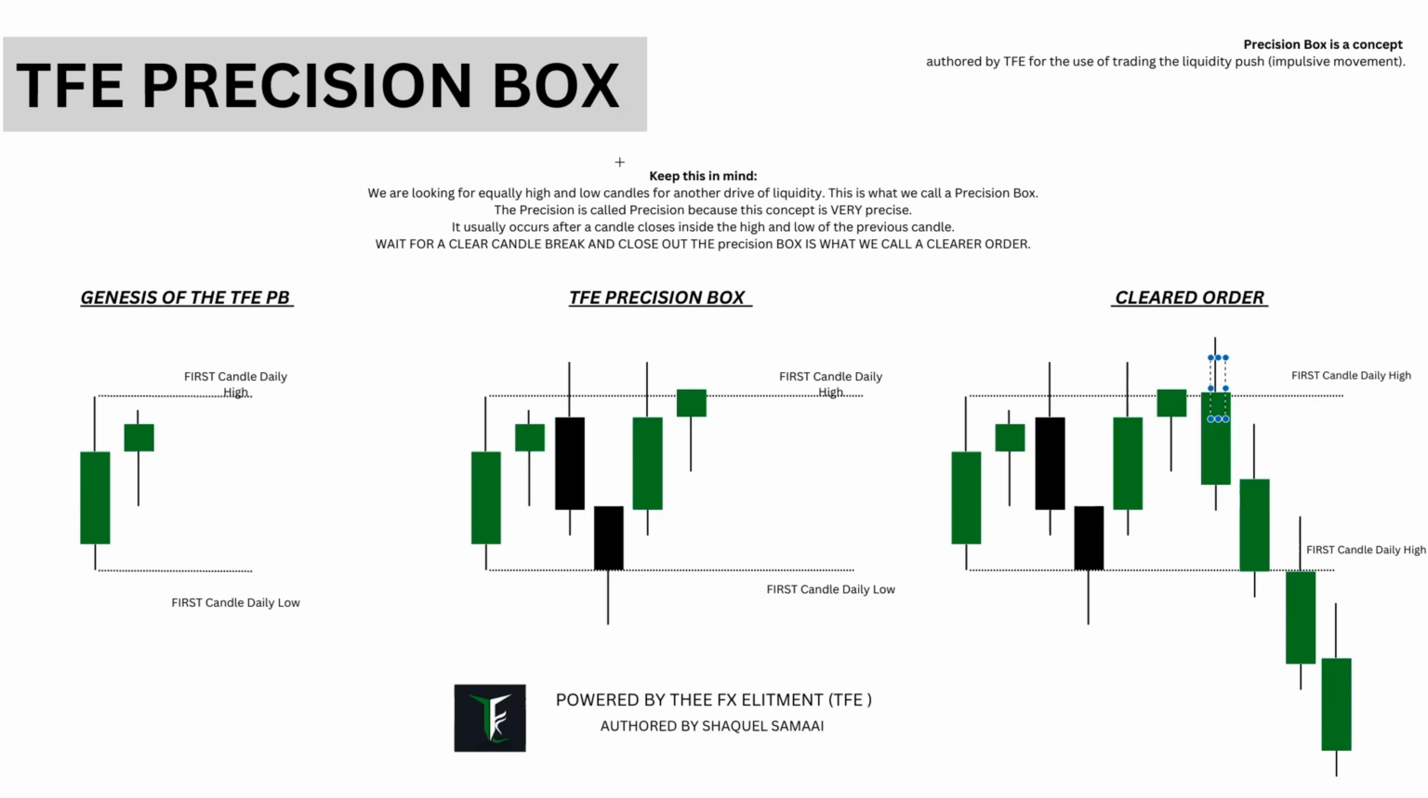So that's where we're going to come in. We're looking for equal highs right here. We're looking for equal highs and lows as another driver of liquidity. And this is what we call a precision box. Okay, guys, the precision box is called precision because the concept is so precise. You can comment down below after you go study it on the chart. You're going to see that this is very accurate. I can literally say it's 100% accurate because of the preciseness of this.